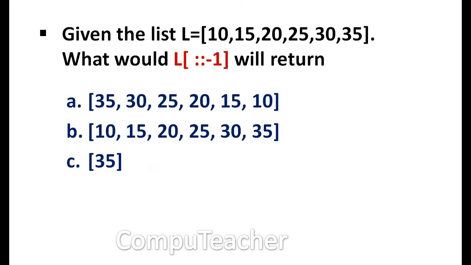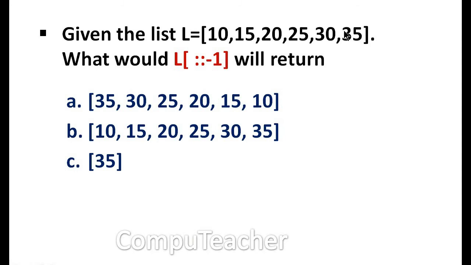Next one, L is the same list. Slicing L colon colon minus 1. Here the start value is not specified and also the stop value. And the skip value is minus 1. So if the skip value is a negative number, the start value will be the last element, that is 35 onwards. And what about the stop value? It is not specified. So by default, the first value will be considered as the last element. And the skip value is minus 1 here.